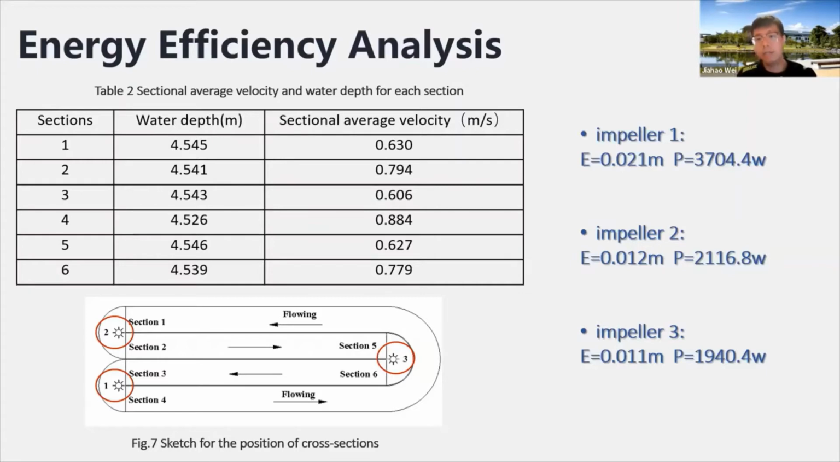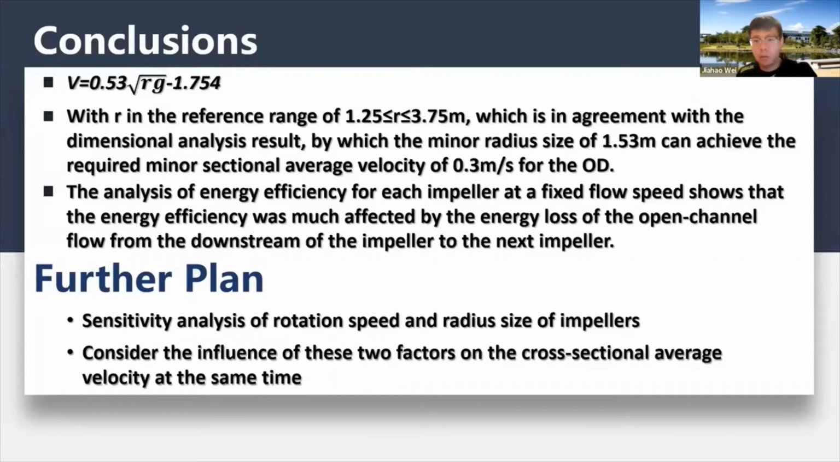Therefore, the energy efficiency for impeller 1 is the biggest, and those for impellers 2 and 3 are nearly the same, and smaller than that of impeller 1. The analysis of the energy efficiency for each impeller at a fixed flow speed shows that the energy efficiency was much affected by the energy loss of the open channel flow from the downstream of the impeller to the next impeller. This is the main conclusion.